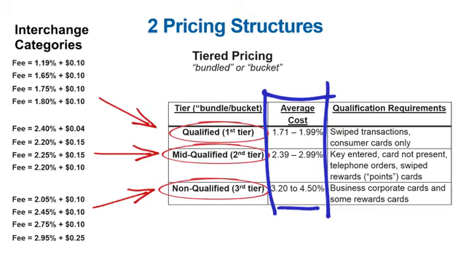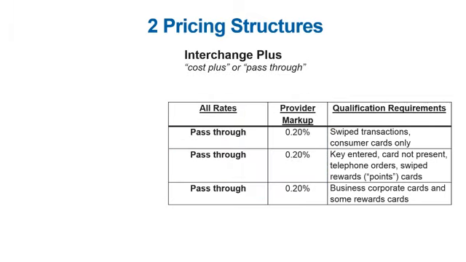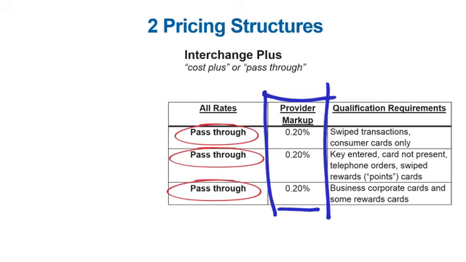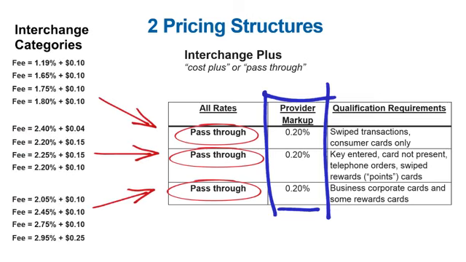What is considered to be a qualified transaction with provider A might fall into a mid-qualified transaction with provider B. Tier pricing sorts the hundreds of interchange categories, and each tier is priced high enough to cover the average of all of the rates and fees that fall under that tier. Interchange plus pricing passes the actual interchange costs through to you, and a small provider charge is charged in addition. Also referred to as provider markup, this fee varies widely based on a variety of factors and can range from 5 basis points up to 1.5% or even higher.